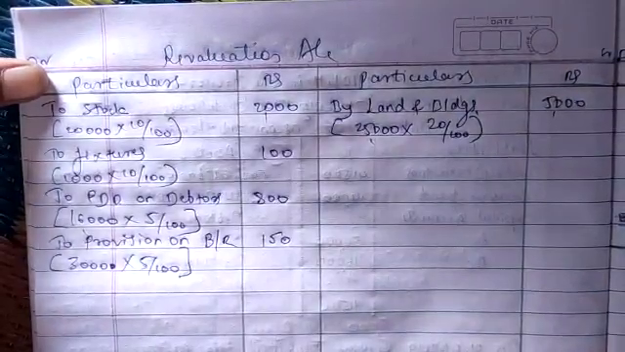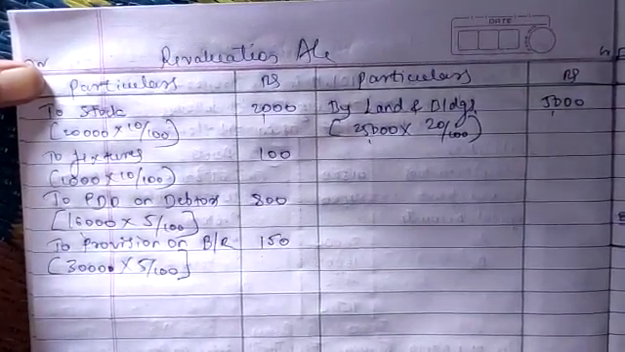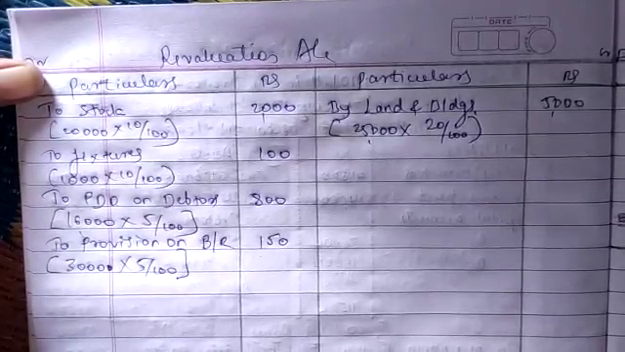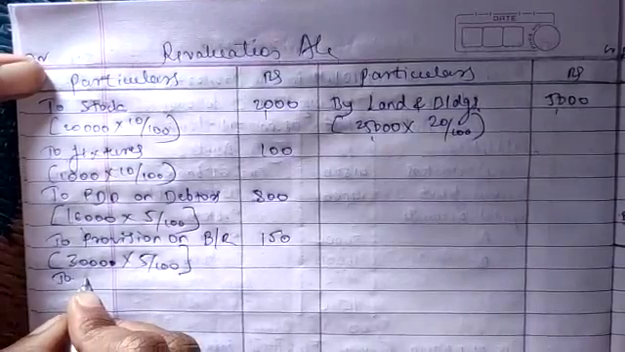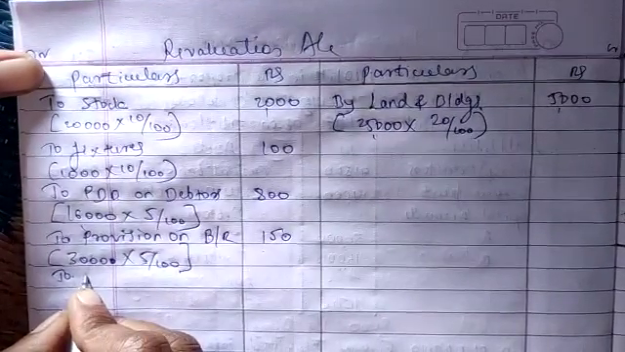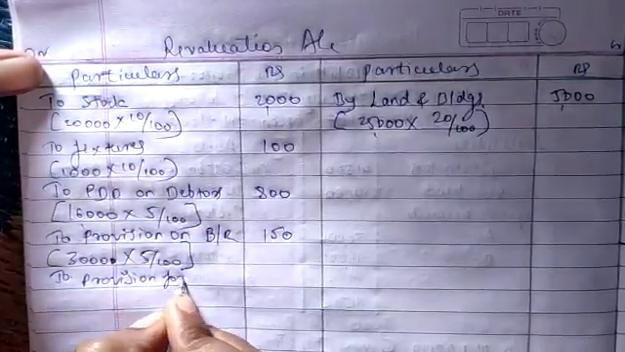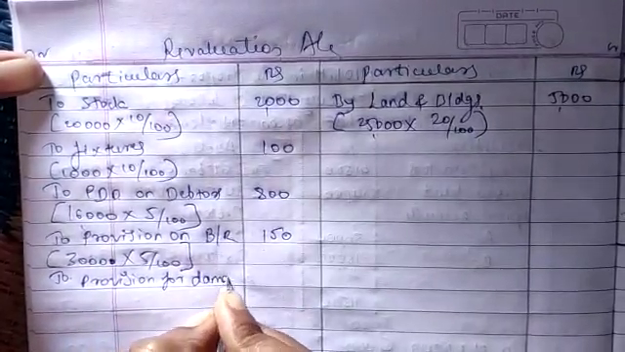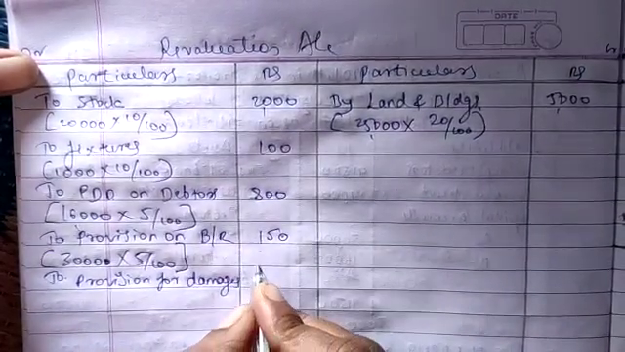Next one, there being a claim against the firm for damages, a liability to the extent of rupees 1,000 should be created. So it is an unrecorded liability. So provision for damages, it is an unrecorded liability. So how much created? 1,000.